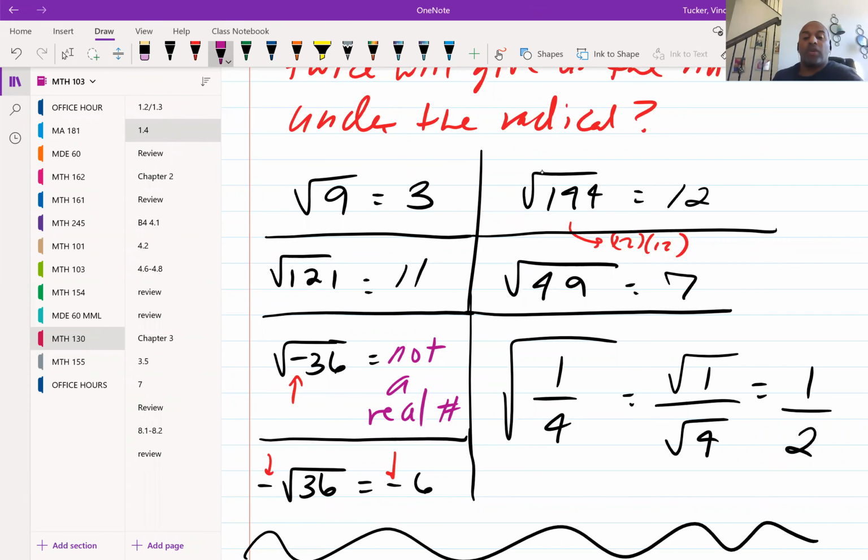All right. So going to the one that has a fraction, we have the square root of 1/4. Whenever you're taking the square root of a fraction, you can take the square root of each number individually. So the square root of 1, you ask yourself what times itself twice will give you 1. That's 1, because 1 times 1 is 1. And then the square root of 4 is 2, because 2 times 2 is 4. And 1/2 would be your answer.